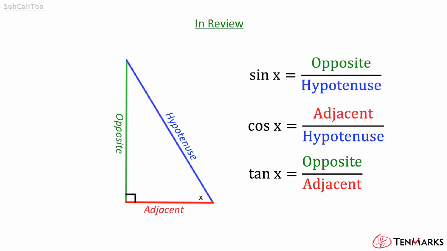In review, trigonometry defines the relationship between the sides and angles of a triangle. The trigonometric ratios of sine, cosine, and tangent can be used to solve right triangles. Happy solving!